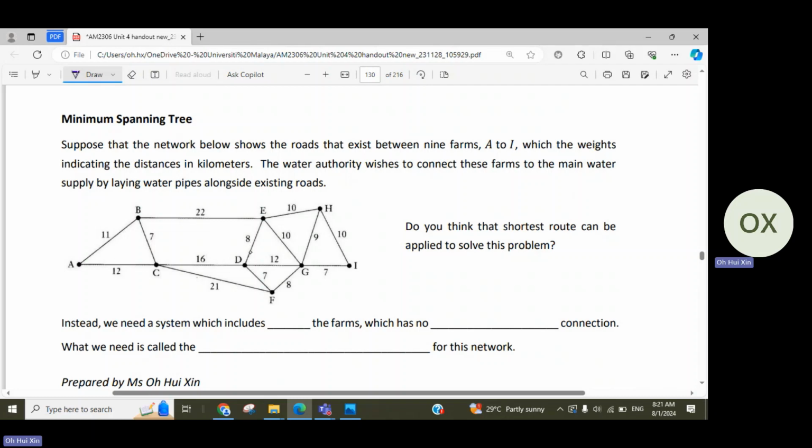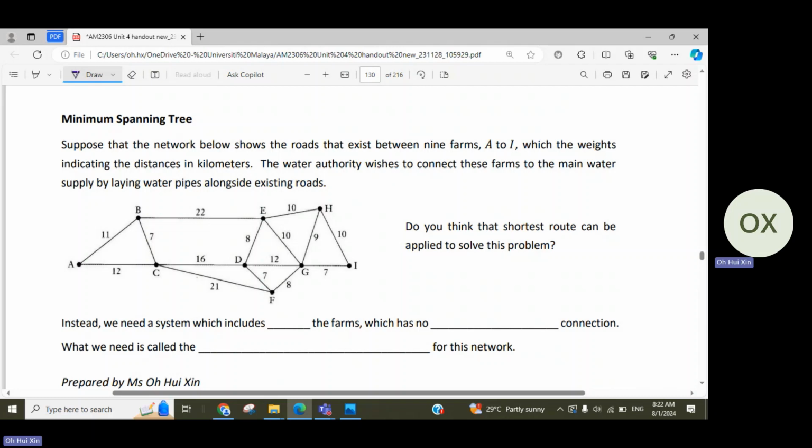Suppose that for this question, you are given a network here, and there are routes that exist between 9 of the farms, A to I, and the weights here indicate the distance in kilometers. The question says that the water authority wishes to connect all the farms to the main water supply by laying water pipes alongside the existing roads.